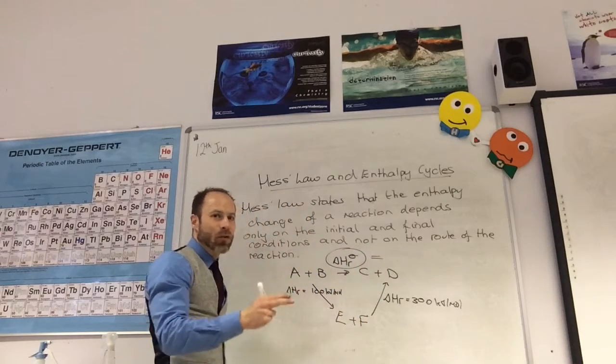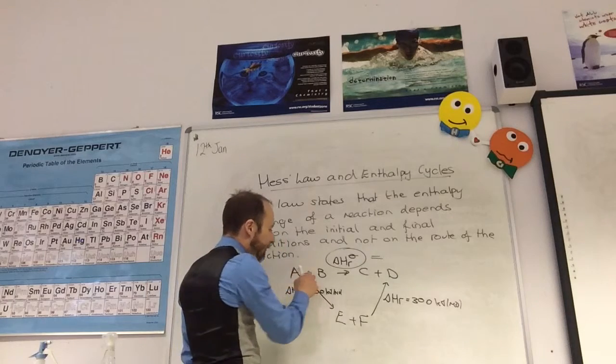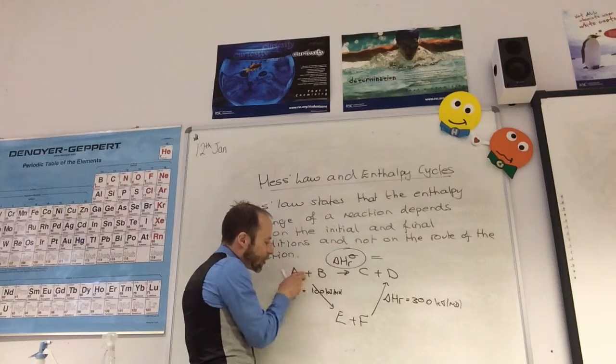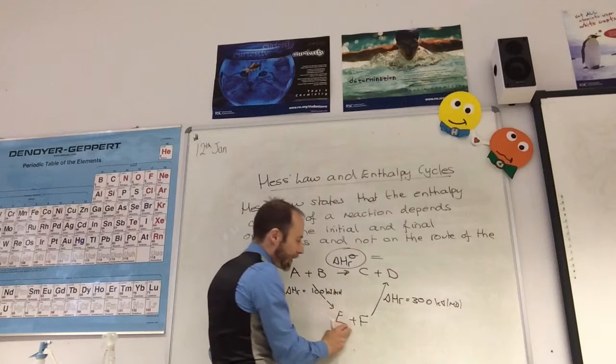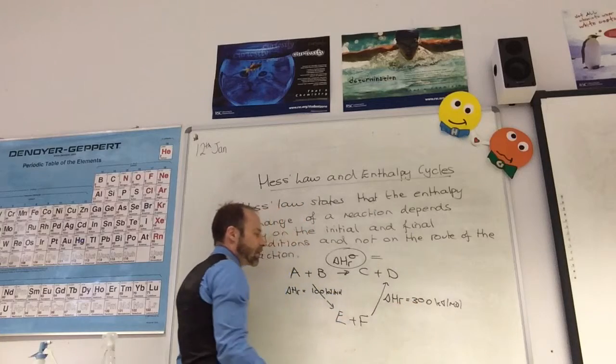It doesn't matter the route I take. So I kind of picture it, if you're walking from there to there, rather than walking from there to there, you could walk from there to there, and that would be 100 kilojoules per mole. And then you carry on following the arrow, and that's 300 kilojoules per mole.